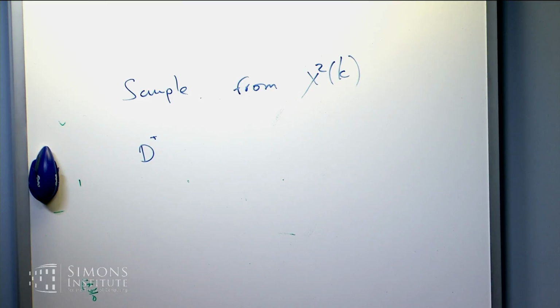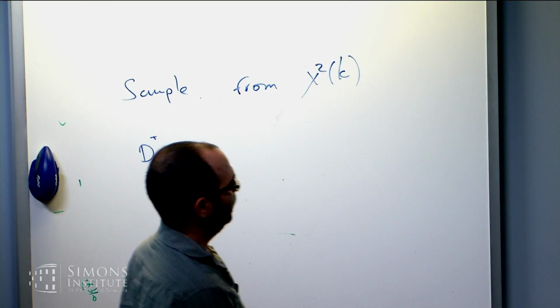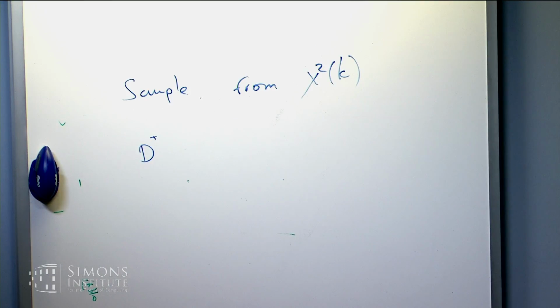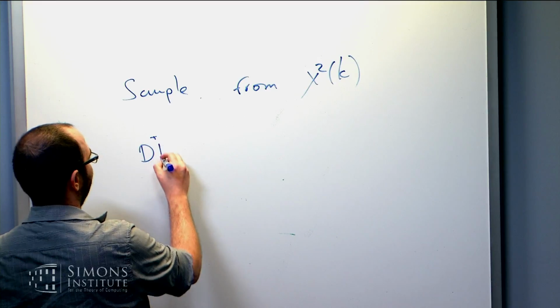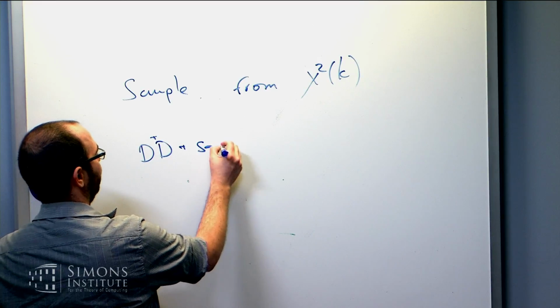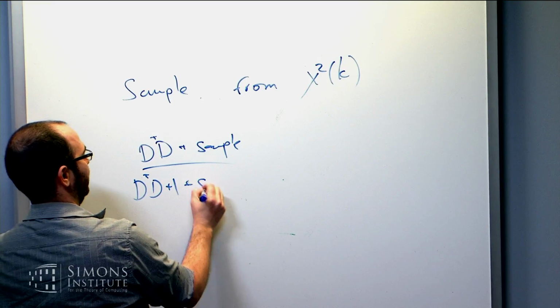This is the particular form of K, which happens to be dependent on d plus something dependent on 1 over epsilon rather than times. That was quite surprising and took a little bit of effort, but in our case, d is 1, so it's basically 1 over epsilon squared. So I'm either releasing this d transpose d plus the sample, or I'm releasing this d transpose d plus 1 plus my sample.